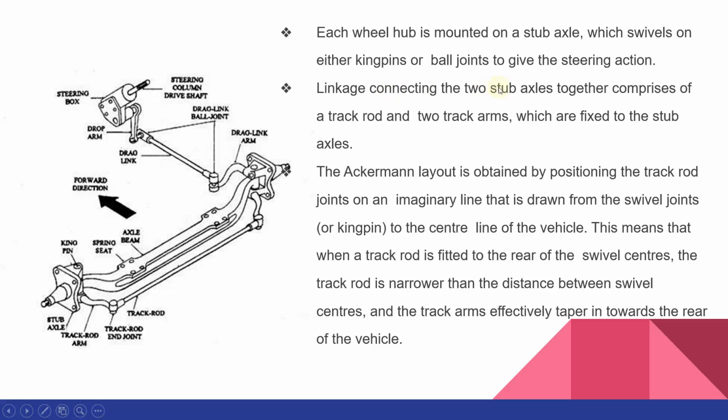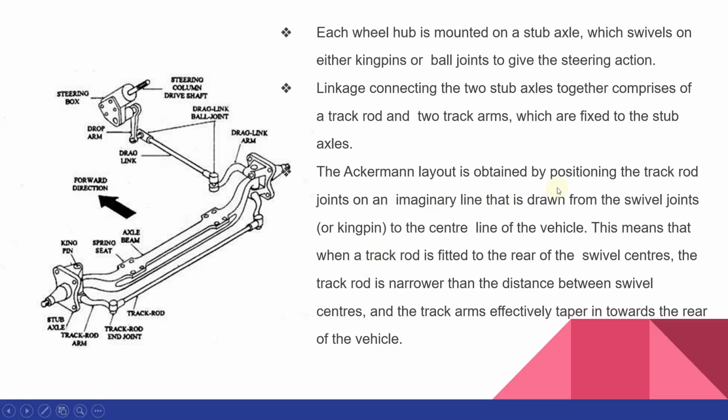The linkage connecting the two stub axles together comprises a track rod. So this is the track rod arm, and this is the track rod, also known as the tie rod. This tie rod is responsible for transmitting the motion from one stub axle to the other.